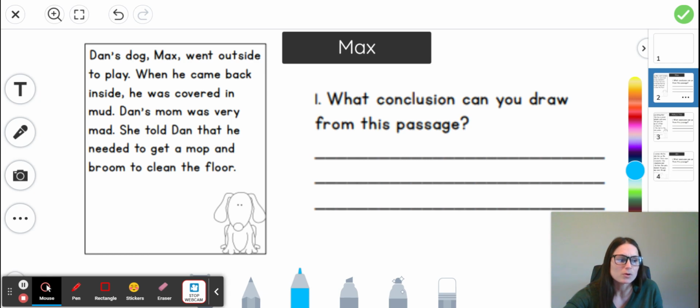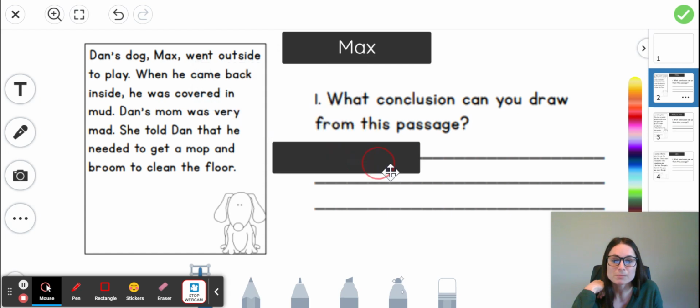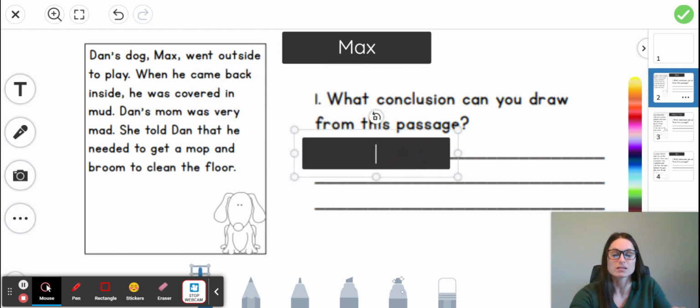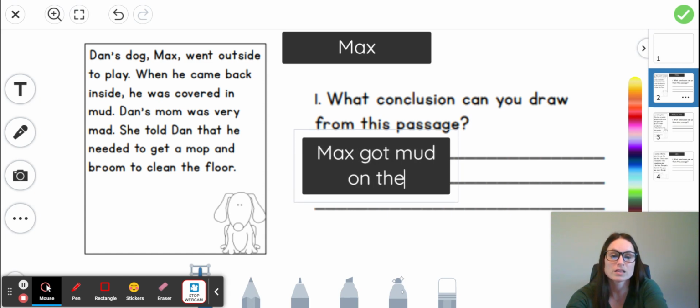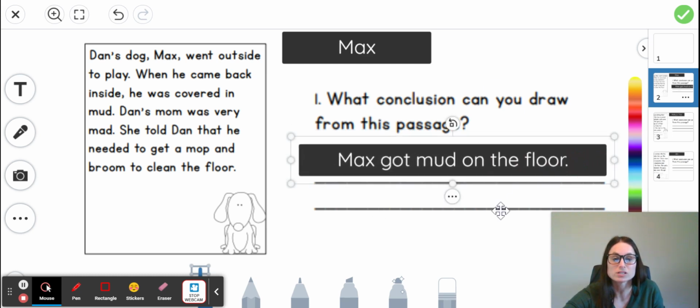Now, I need to think about what conclusion I can draw from this passage or from this story. I can conclude that Max is the dog who got mud all over the floor. Now, it doesn't tell me that Max got mud all over the floor, but I can use clues to tell you how I figured that out. So what I'm going to do is start by writing on the line, Max got mud on the floor. I can draw that conclusion by using the clues in the story.